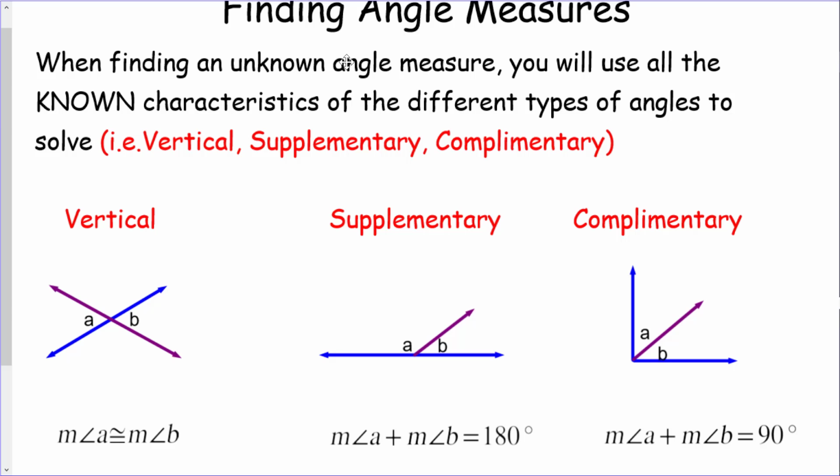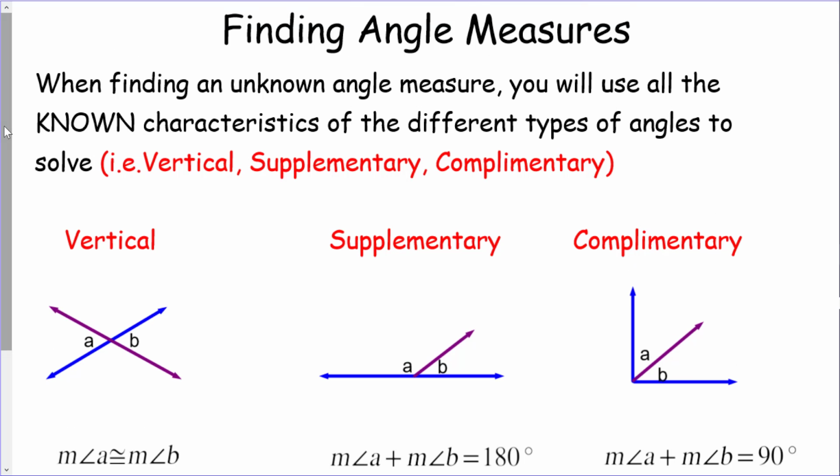All right, so in this lesson, I'm going to show you how to find a missing angle measure. And we're going to do that using what we know about certain types of angles. So when finding an unknown angle measure, you will use the known characteristics of the different types of angles to solve it. So you're going to use what you know about vertical angles, supplementary angles, complementary angles to go ahead and solve for the missing.